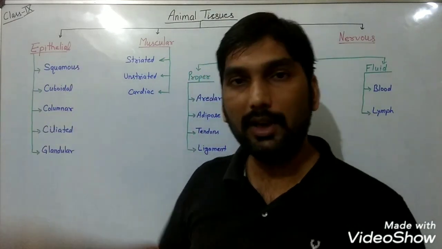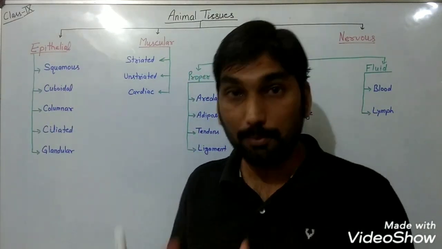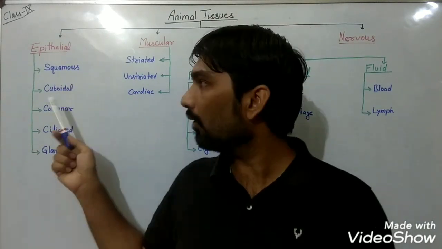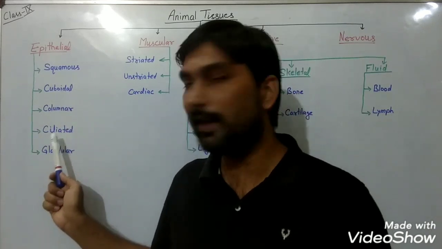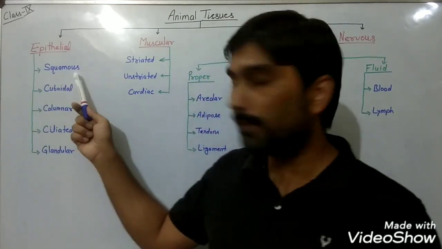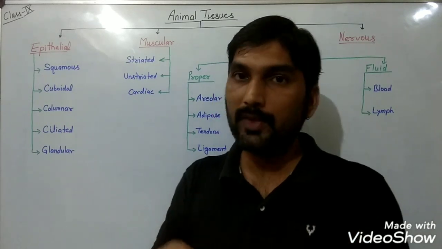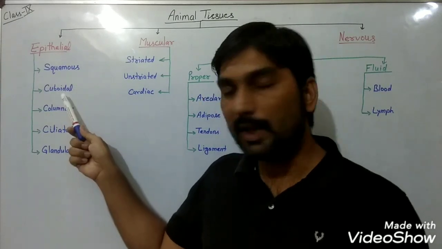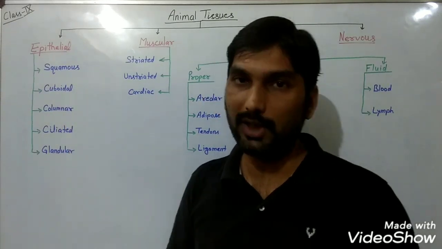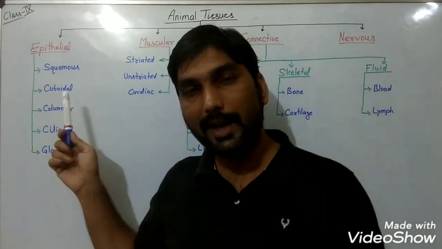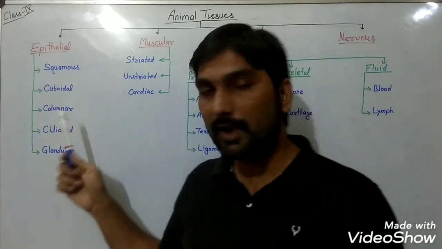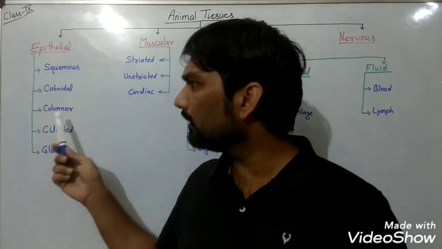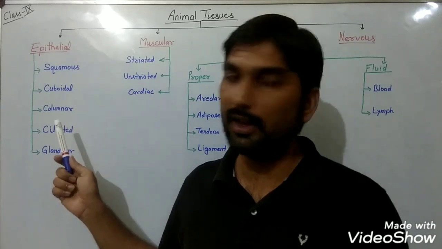And this epithelial tissue may be of different types on the basis of their shape: squamous, cuboidal, columnar, ciliated or glandular. If their shape is flat, they are considered squamous epithelial tissue. If their shape is cube-like, they are considered cuboidal epithelial tissue. And if their shape is like pillars, like columns, they are considered columnar epithelial tissue.